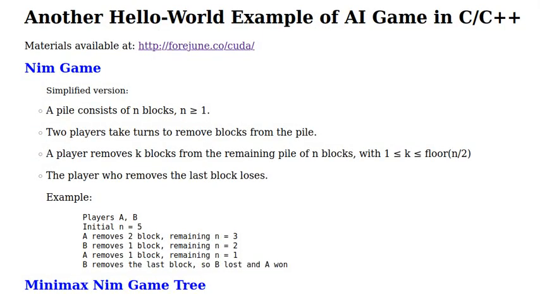The game we consider is a simplified version of NIM. The rules of the game are very simple. The game starts with a pile of n blocks. Two players take turns removing blocks from the pile. On each turn, a player may remove k blocks, where k is larger than or equal to 1 and smaller than or equal to the floor of n over 2. The player who is forced to take the last block loses.